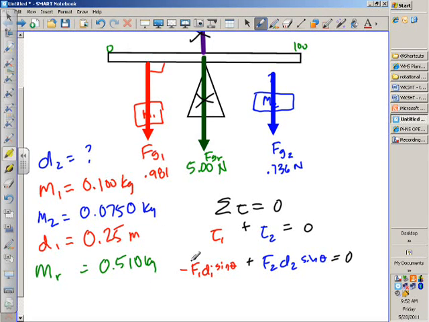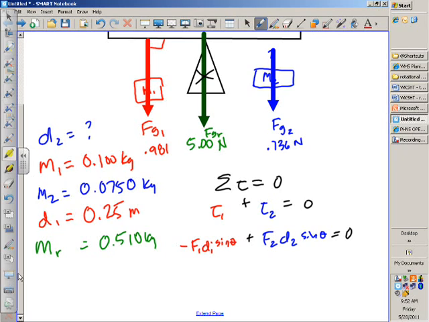So start plugging in things we know, right? You know F1, we just calculated it here. You know F2, you just calculated it here. You know D1, plug it in here. You don't know D2, that's what you're looking for, and all that has to equal 0. So go ahead and calculate what D2 is.